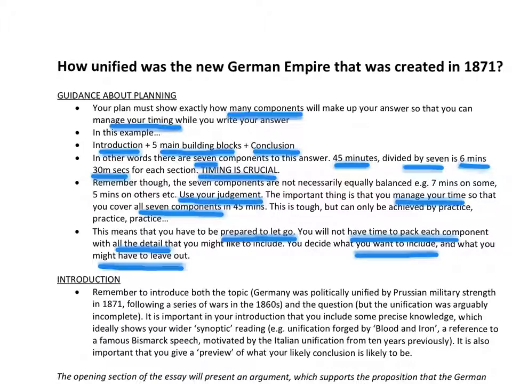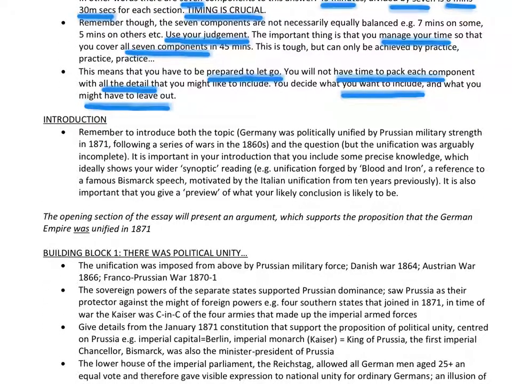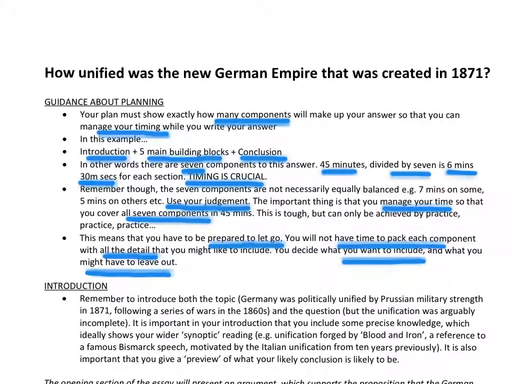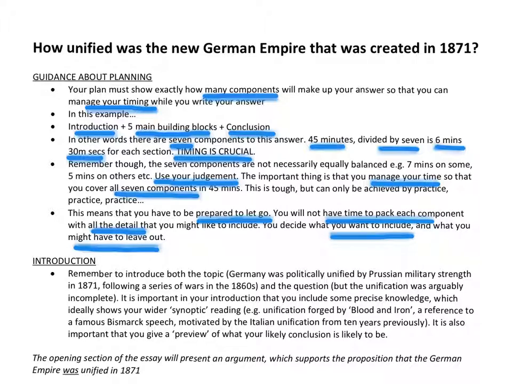Okay, so I'm going to move on to the next section now, which is the introduction. You may just want to pause and read what it says there. So with your introduction, remember the question. I'll just go back to the question, just have a look at it. How unified was the new German Empire that was created in 1871? So with the introduction, what you've got to do here is show an understanding of what the topic is. Now the topic is about the unification of the new German Empire. That's the topic in 1871. The question is saying how unified. That's the question.